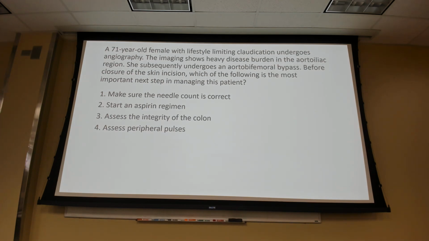All right. 71-year-old female. She's got lifestyle-limiting claudication, undergoes angiography, imaging shows heavy disease burden in the aortoiliac region. She undergoes aortobifemoral bypass. Before the closure of the skin, which of the following is the most important next step in managing this patient?